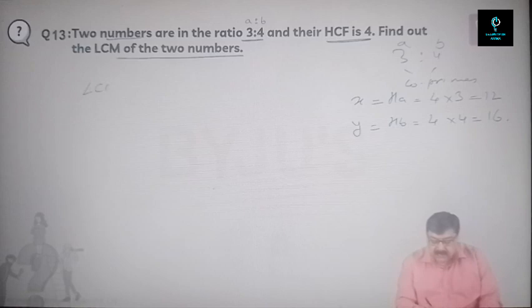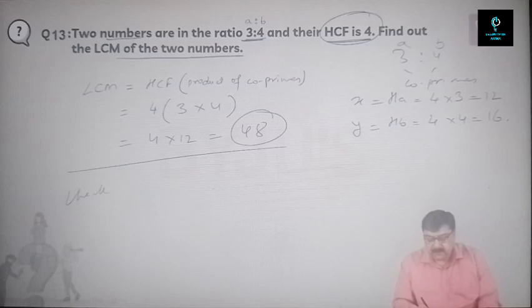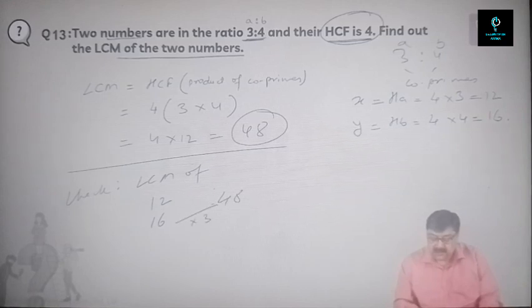So we already know that LCM equals HCF into product of co-primes. So we can simply say this is 4. HCF is given as 4. Product of co-primes, 3 and 4 are co-primes. So let us take 3 and 4 as A and B. So this is 4 into 12. That is 48. So as it is, we know, if we perform a check, that LCM of 12 and 16 is 48. 16 into 3, 12 into 4.